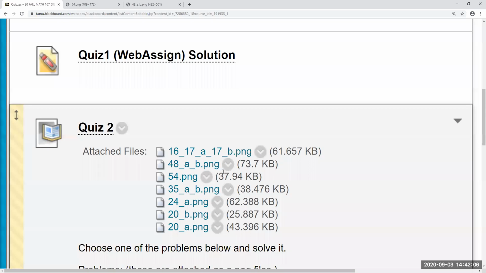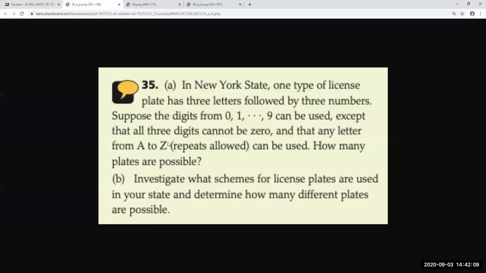Okay, and next one is 35A and B. For B, I hope that for my grading easier, please use the scheme for license plate in Texas, right? I know what the license plate scheme in Texas is, so please use it even if you're from other states. That's what I want to mention. But 35 is just nothing but using the fundamental theorem of counting, right? That's what we learned from last week.